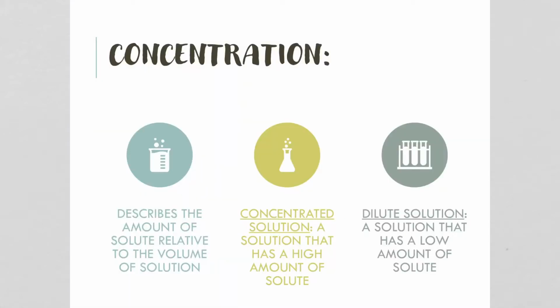So you've probably heard of the terms concentrated and dilute. Concentration describes the amount of solute relative to the volume of solution. Generally, we will measure our solutions' concentrations in moles per liter. But you can also measure them in parts per million, parts per billion, and even percent concentration. A concentrated solution is a solution that has a high amount of solute in the solvent, so it would have a high concentration. A dilute solution is a solution that has a low amount of solute, so not very much at all.